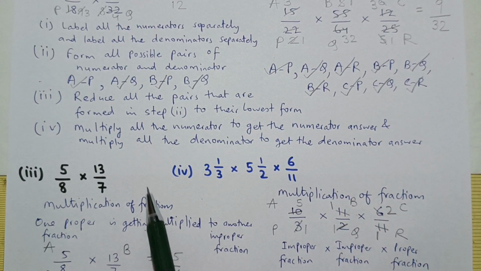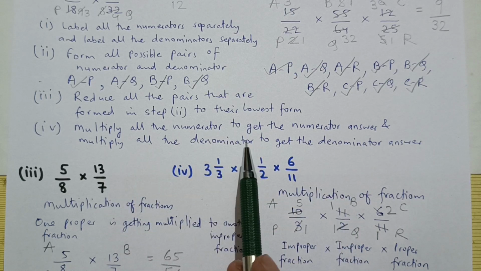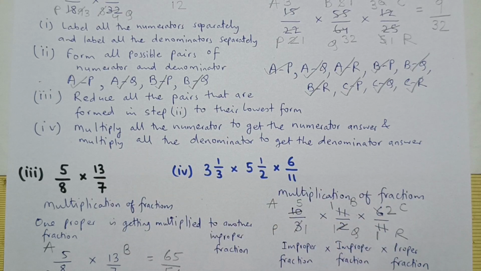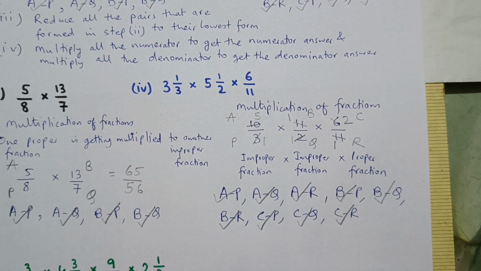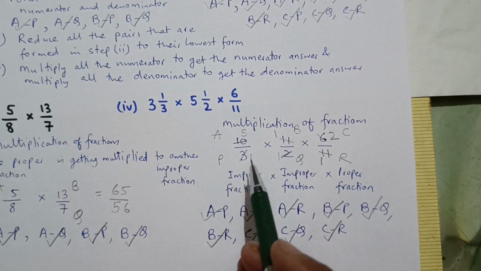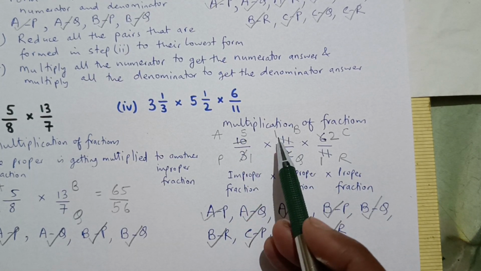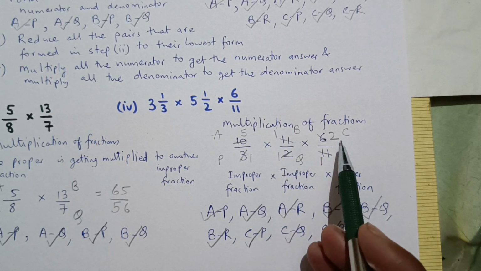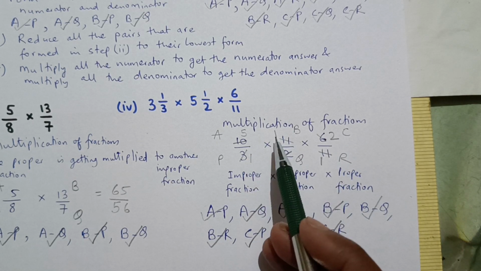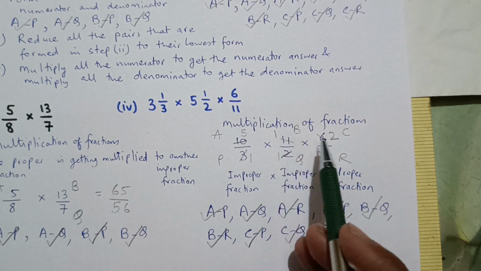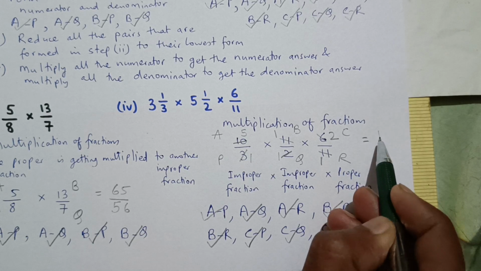And then the next step is multiply all the numerators to get the numerator answer and multiply all the denominators to get the denominator answer. So let us first multiply all the numerators to get the numerator answer. So the numerator is 5, 1 and 2. So 5 into 1 into 2. 5 into 1 is 5. 5 into 2 is 10. So the numerator answer is 10.